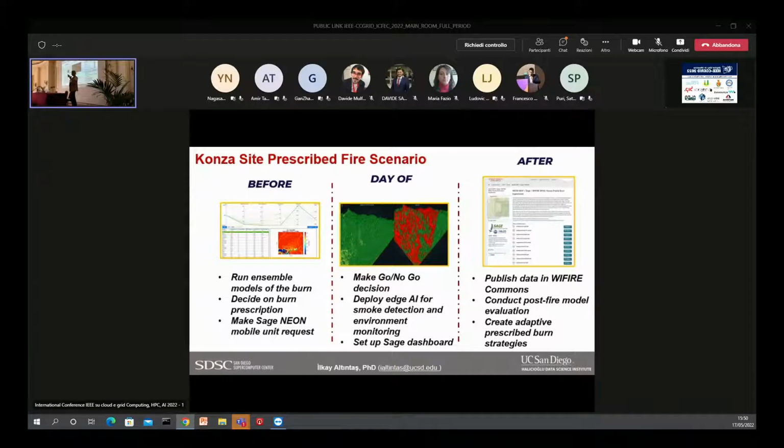On the day, sensing the environment, making go, no-go decisions, deploying edge codes, for instance, smoke detection was tried in that recent one, and setting up a SAGE dashboard and operational room, actually they call that the war room, to manage what's going on. And then afterwards, publishing this data in WIFIRE Commons so others can take advantage of it, but at the same time conducting post-fire evaluation and creating adaptive prescriptions. Did it work? And how do we reflect what we learn into the future prescriptions of that area?